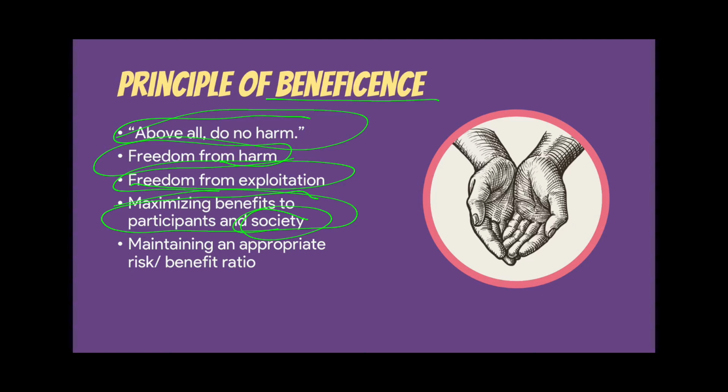Will this be able to help the discipline? Will this be able to help the profession? Will this improve the quality of life of the people who are engaged or are stakeholders in the topic that you are pursuing? So this has to be argued in your proposal to make sure that you really are following the principle of beneficence. Next, we have maintaining an appropriate risk and benefit ratio.